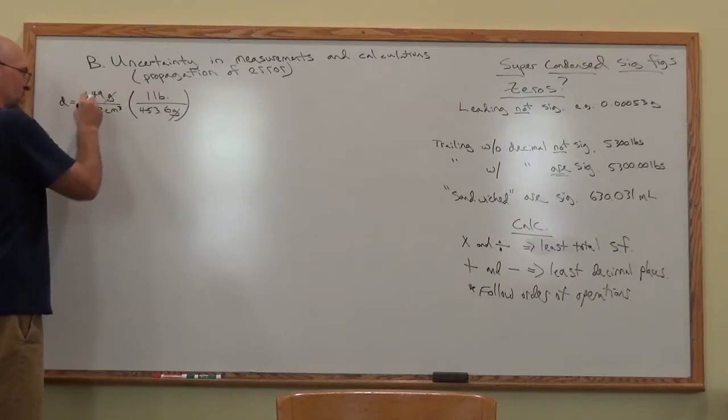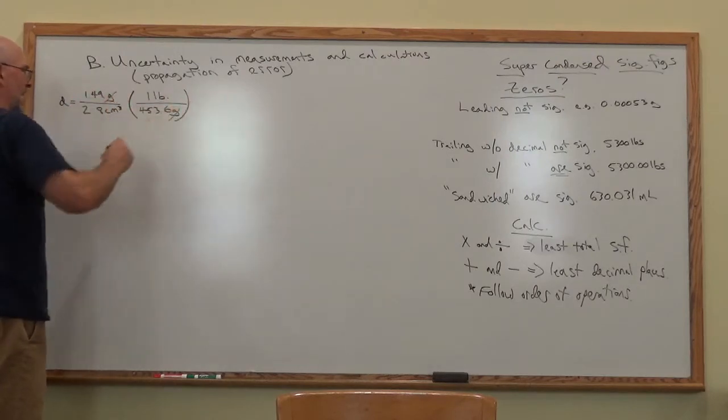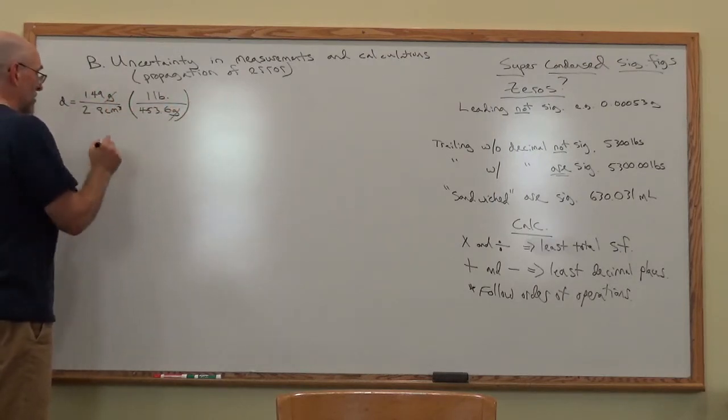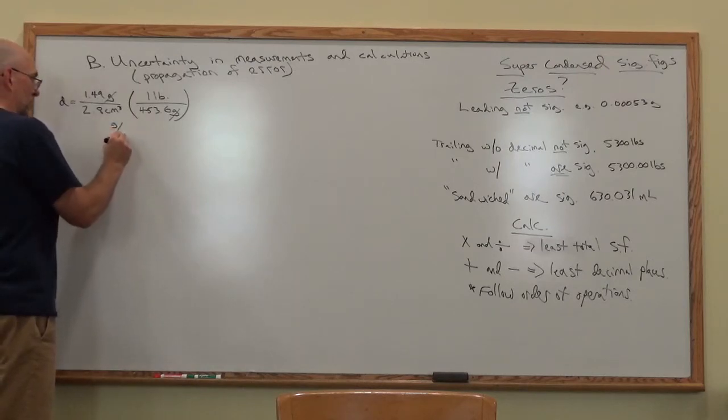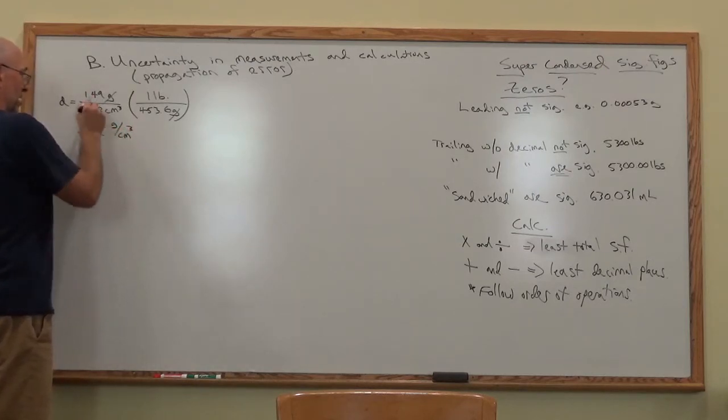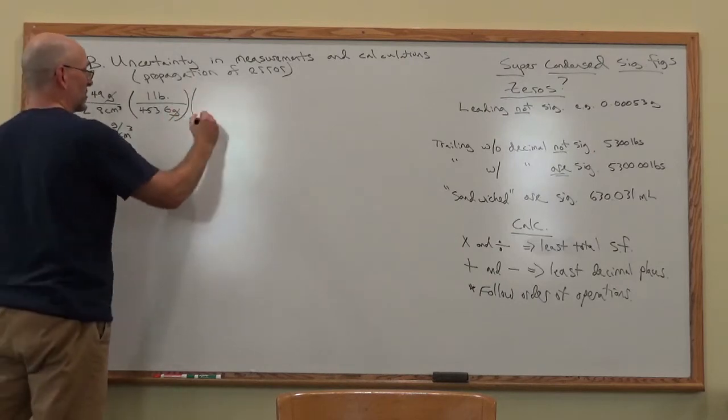Again, you don't have to do it with the numbers separated like this. You can just have one number and then do math. It's actually probably easier. So grams per cubic centimeter, do the math and put an answer here. I'm not going to actually calculate this.